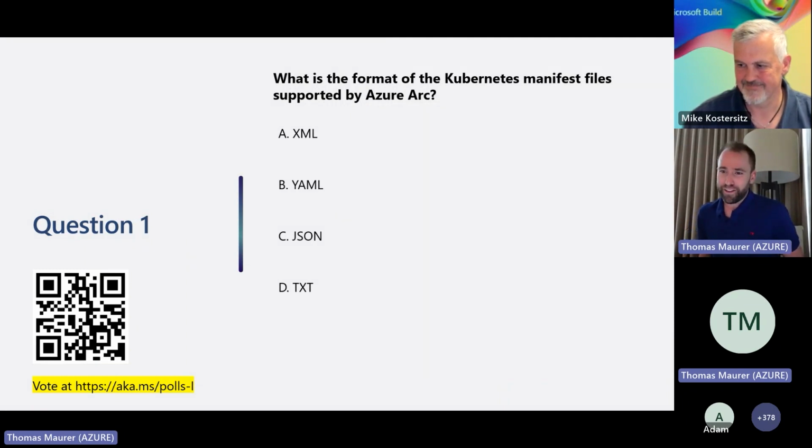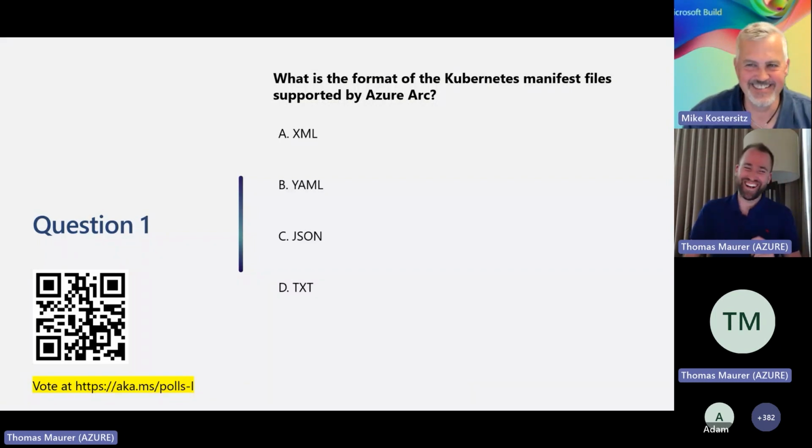What is the format of the Kubernetes manifest file supported by Azure Arc? And again, you can vote using that link or QR code here and see if you get it correct. We will also see the live results on what you're voting on, and we'll give you some extra time to actually do the votes. So Mike, we have 4 options here: A, XML, B, YAML, C, JSON, or D, TXT.